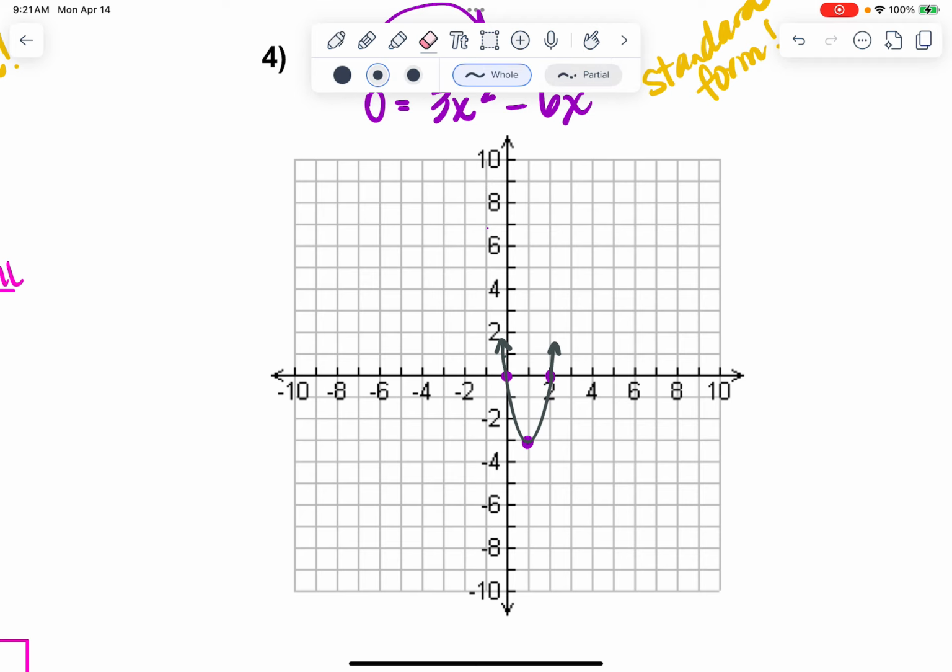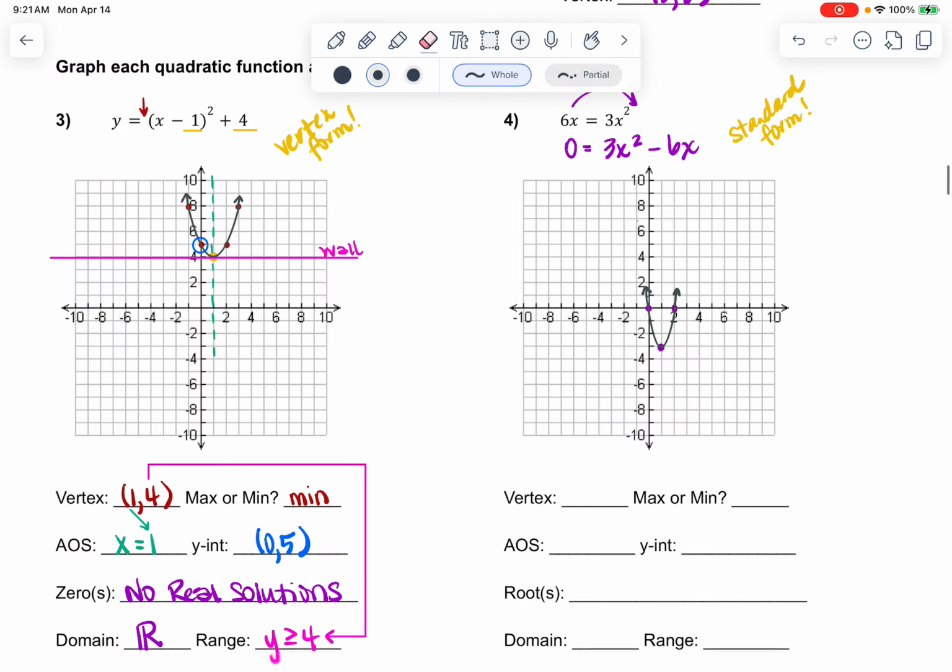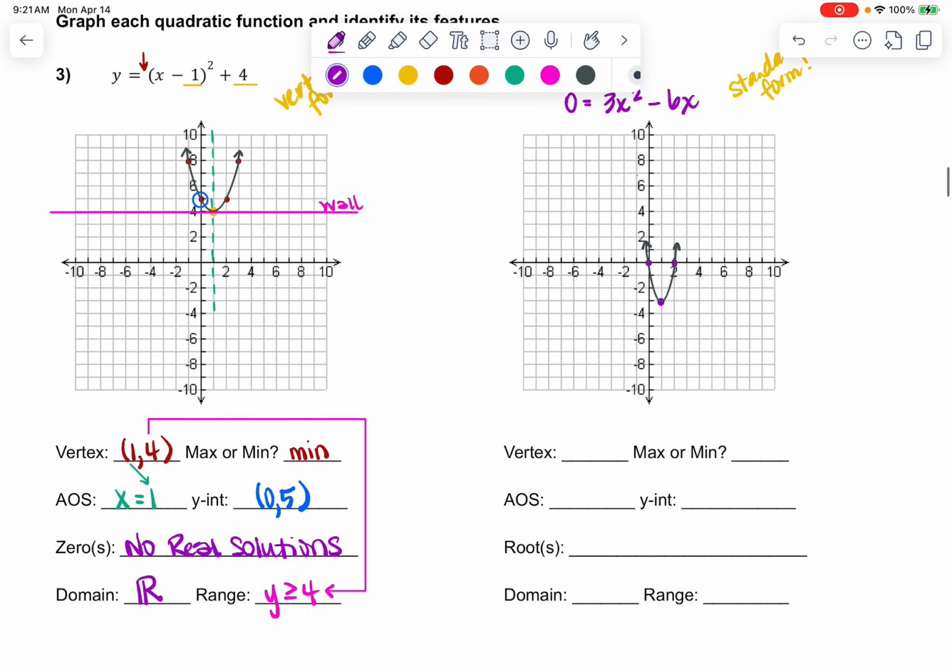Okay, so there's our parabola. All right, now we should be able to fill in the rest of this information pretty easily, right? Our vertex was at 1, -3. It's definitely a minimum again because it's opening up and it's the bottom of the parabola, so it's the lowest possible value. Our axis of symmetry is x equals 1.